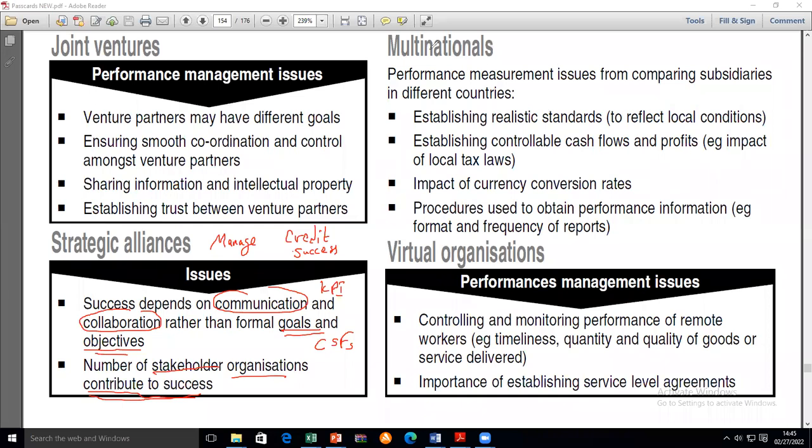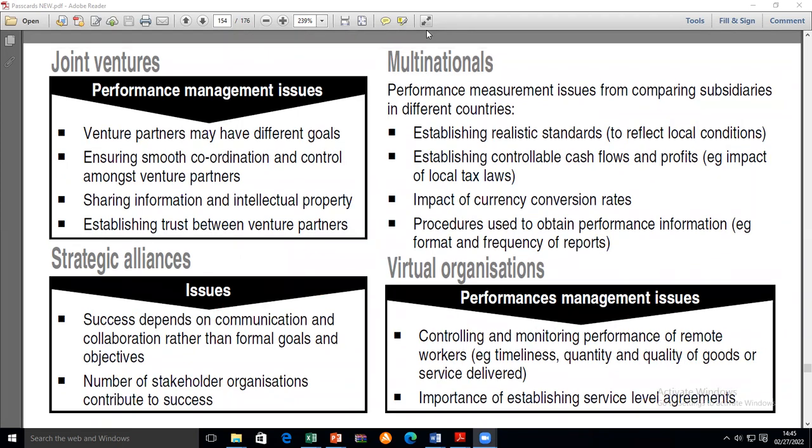Another item which our examiner wants us to talk about in complex business structures. Another item is multinationals. A multinational outfit is quite complex, isn't it? A multinational outfit is a fairly complex outfit. An organization with operations around the world. So our examiner wants us to point out some of the performance management issues. Performance measurement issues from comparing subsidiaries in different countries. So these are in different countries.